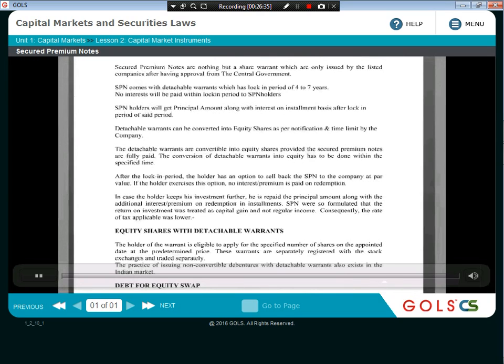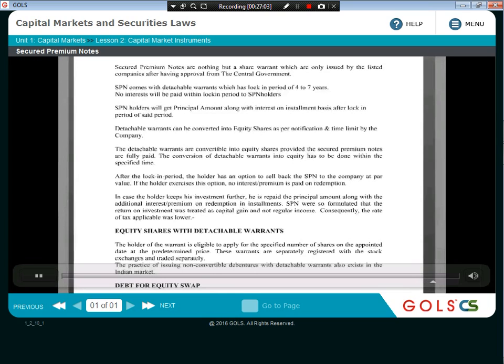So secured premium notes is basically just like a warrant. It comes with a detachable warrant which has a lock-in of 4 to 7 years. Interest won't be paid within the lock-in period. SPN will have principal amount along with interest. You will get a principal amount along with the interest. The warrants can be converted into equity shares. So it's again a hybrid instrument where one part is equity, one part is debt. In case the holder keeps his investment further, he is repaid the principal amount along with the additional premium.